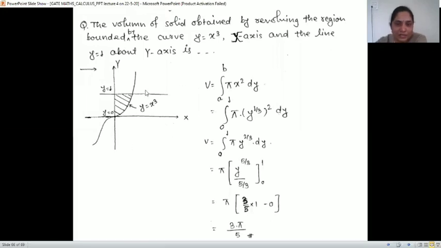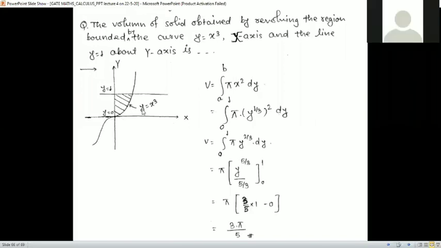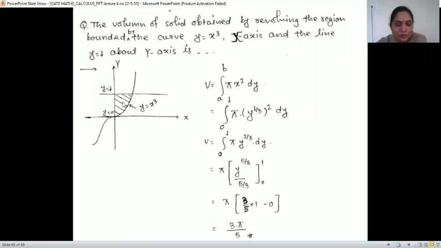Okay, y is x cube, then the x axis and the line y is 1, that is parallel to the x axis. This is the line y is 1, right? And then the x axis, that is y is equal to 0. This is the line y is 0, this is y is 1 and this is y is x cube. And bounded by these three, we get this as the region, right?